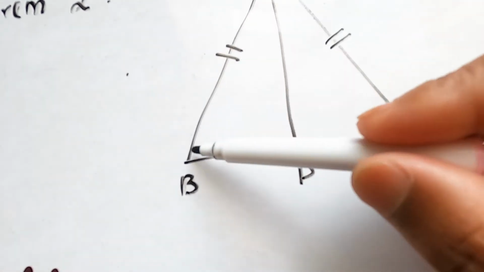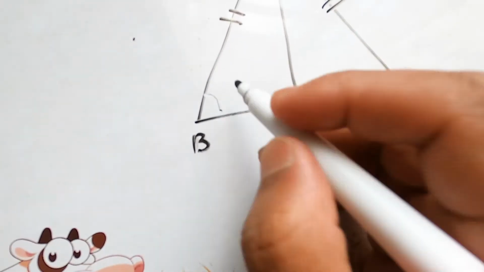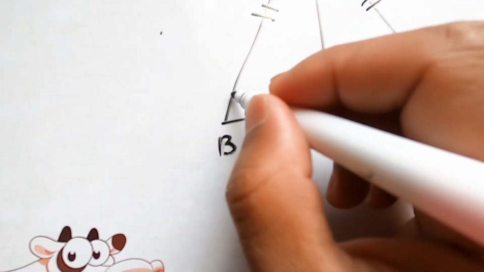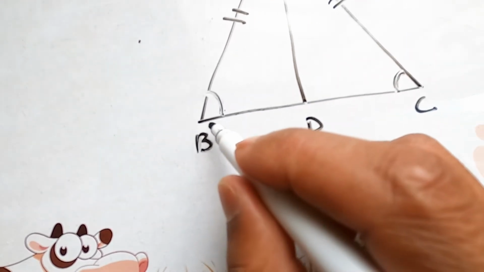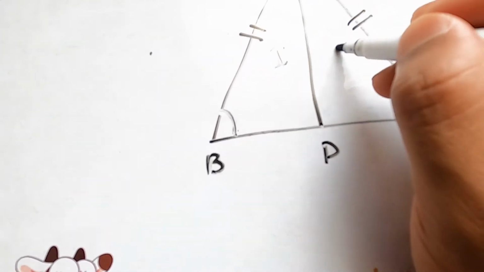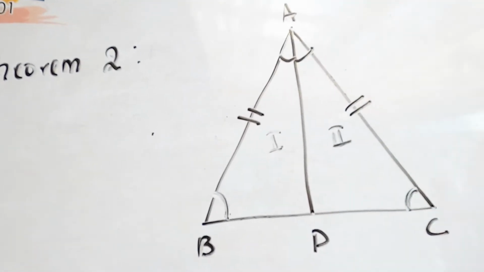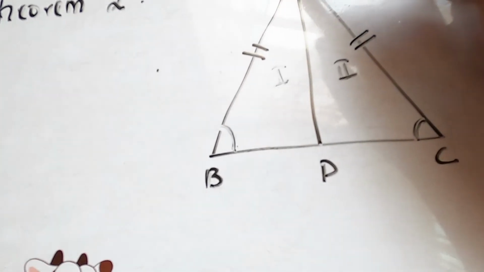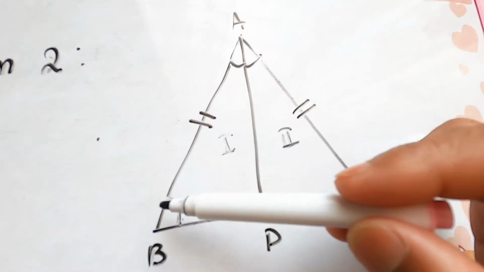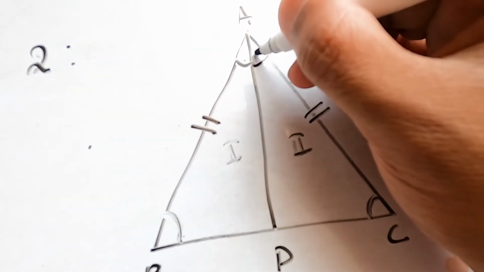Alright, so if AB is equal to AC, we can say that angle B is equal to angle C. So how can we prove that angle B is equal to angle C? Because this is triangle 1, this is triangle 2. What we will do is draw a perpendicular bisector which bisects angle A. So we know that AB is equal to AC, and then angle 1 is equal to angle 2.